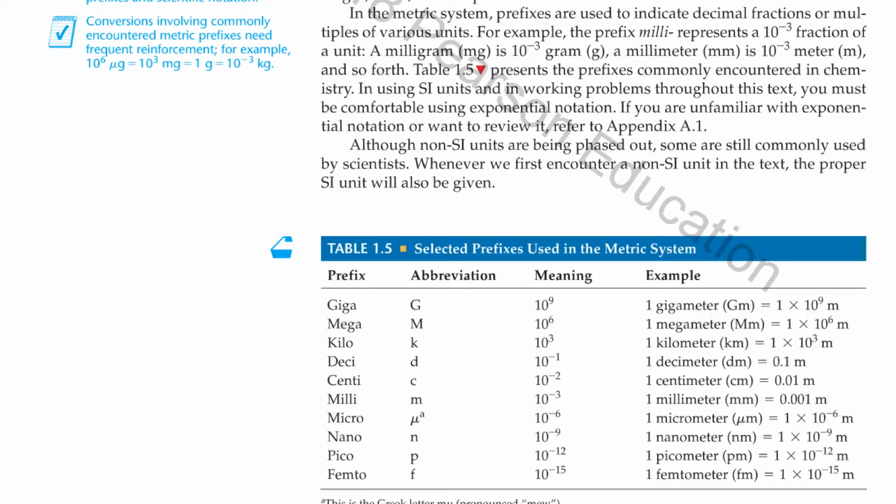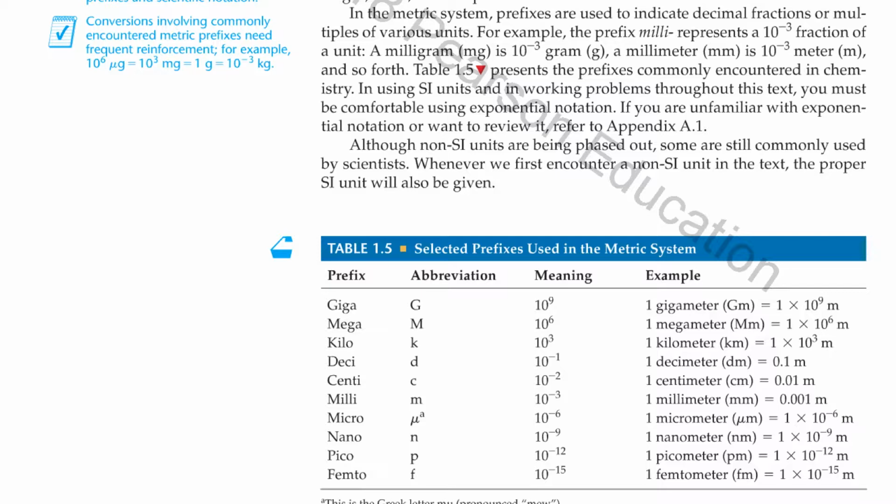Table 1.5, selected prefixes used in the metric system. 10 to the negative 1 is deci. 10 to the negative 2, or hundredth, is centi. 10 to the negative 3, or thousandth, is milli. 10 to the negative 6, or millionth, is micro. 10 to the negative 9, or billionth, is nano. 10 to the negative 12, or trillionth, is pico. And 10 to the negative 15, or quadrillionth, is femto.